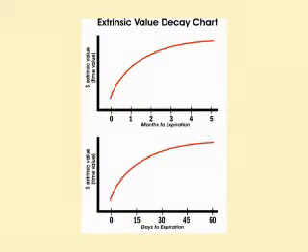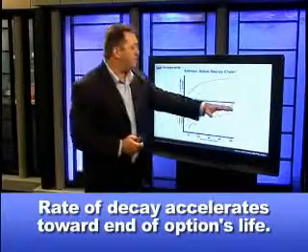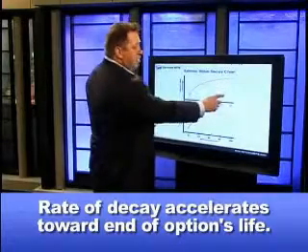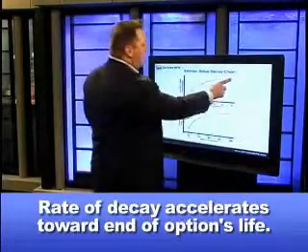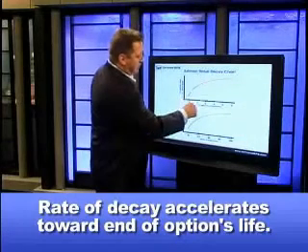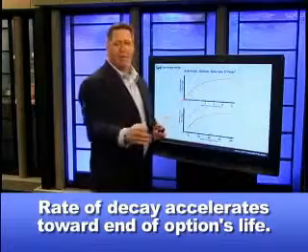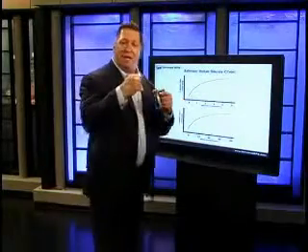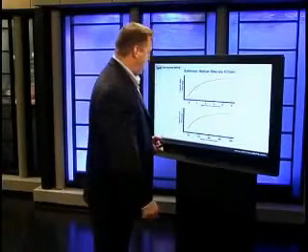Take a look at the extrinsic value decay chart. This is a chart of theta. As you can see up top, we're looking at months to expiration. Your out-month options don't really decay much month to month. But as we start getting closer to expiration, we start seeing theta picking up. This slope becomes steeper. That means the option starts decaying at a quicker and quicker rate.